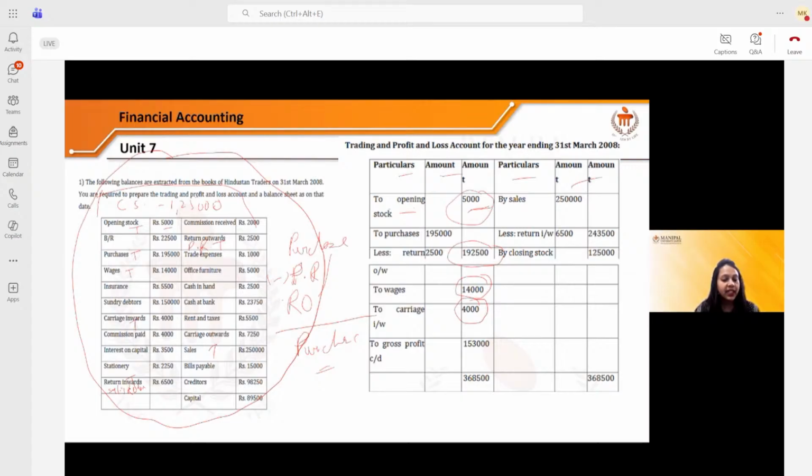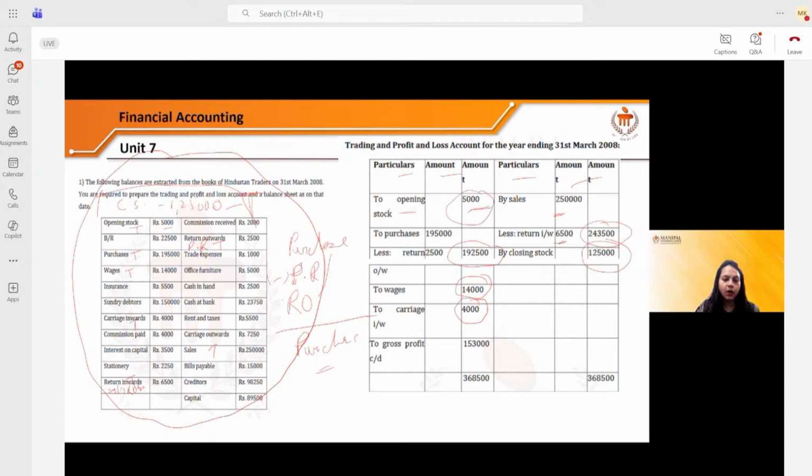Now next we have selected return inward, sales return. So we deduct sales return from the sales. Where is sales? This is sales, 2,50,000. So 2,50,000 sales minus sales return gives total sales of 2,43,500. Now closing stock, yes, this will also go in the trading account. Closing stock is 1,25,000. That is also done. I have put the trading account items into the trading account format. Okay, now do the total.